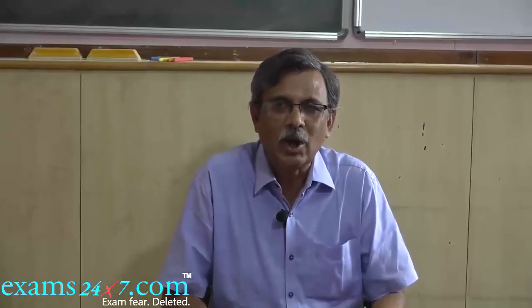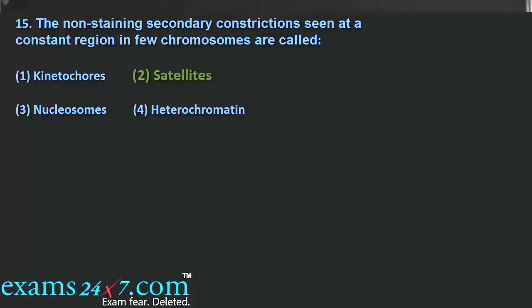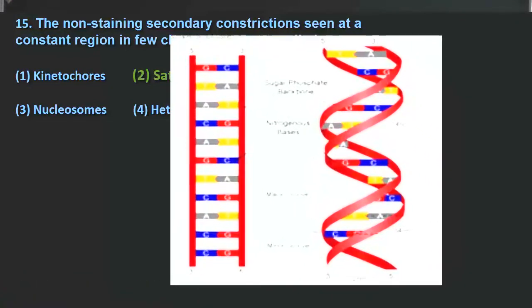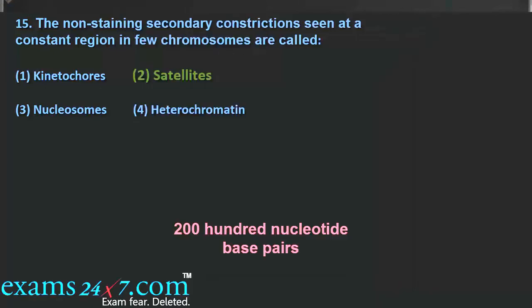Let me look into the options now. Option 1 says kinetochores. Remember, kinetochore is a plate-like structure that is found in the primary constriction region. Option 2, satellite, that is our answer. Option 3, nucleosomes. I hope all of you know they are the ultrastructural unit of eukaryotic chromosome. Each nucleosome is made up of around 200 nucleotide base pairs wrapped over a histone octamer.